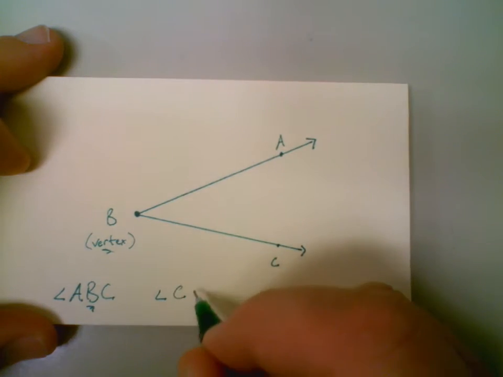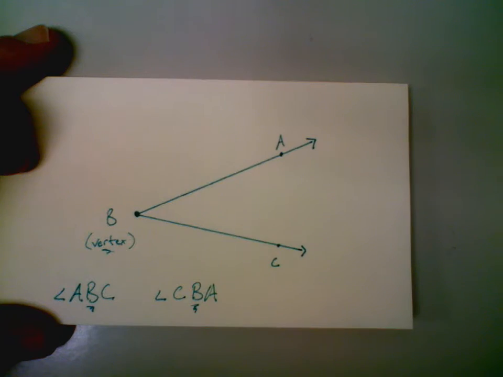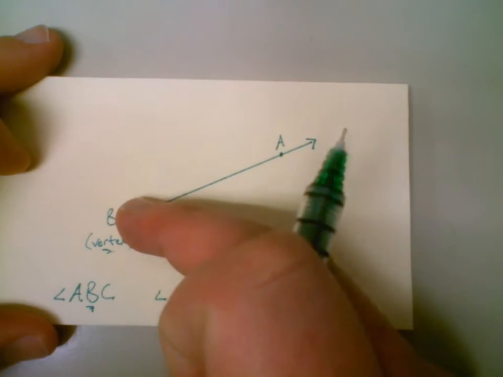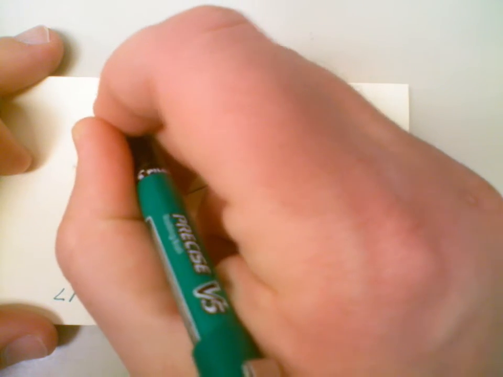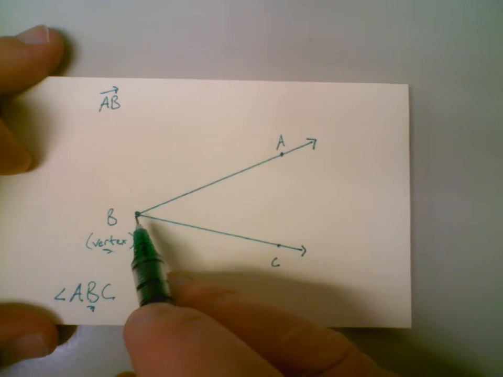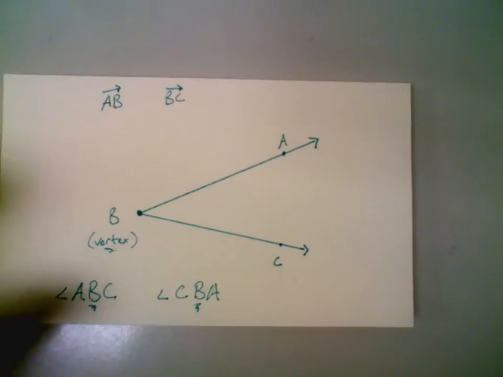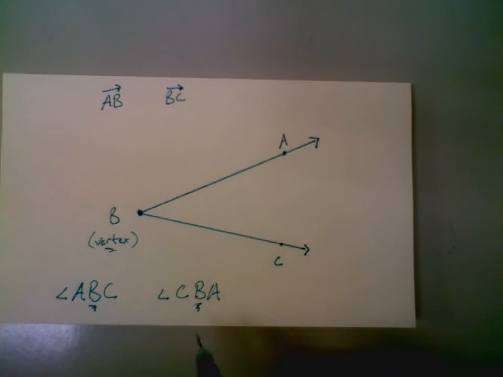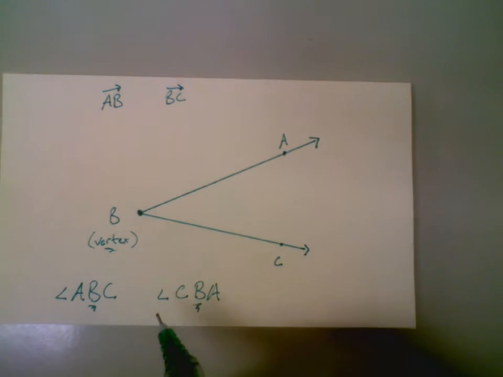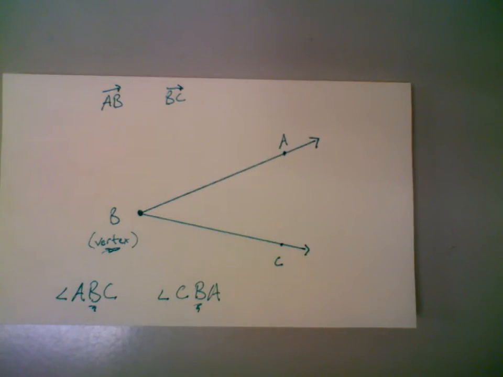You could also call it angle CBA because the B is still in the middle, okay? You can't call it ACB because the C is not in the middle, all right? Or you could say it's between ray AB and BC. It's between those two lines or those two rays, okay? But if you're going to call it as an angle, you have to put the vertex, or whatever the middle letter is, in the middle, okay?